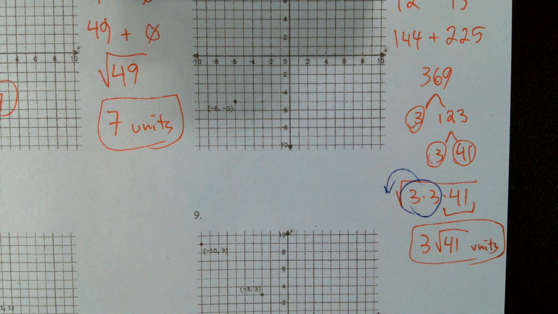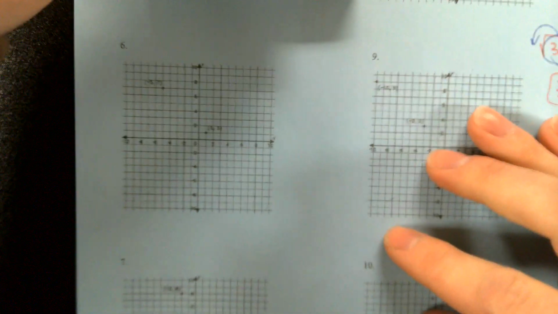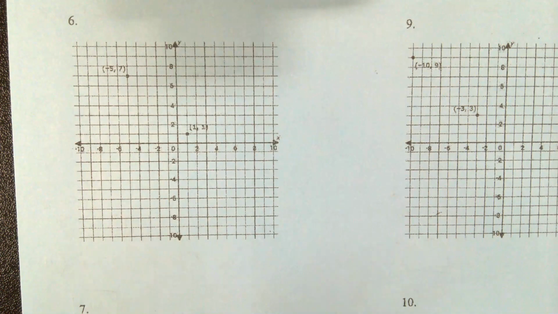Right? I saw a couple people write 3 root 43 units. Super close. I probably honestly wouldn't even take a point off because that's really close, but make sure we're getting our division right, okay? It's one of the other ways that we can mess this up. But onward to number 6.